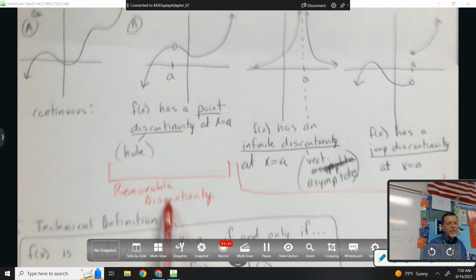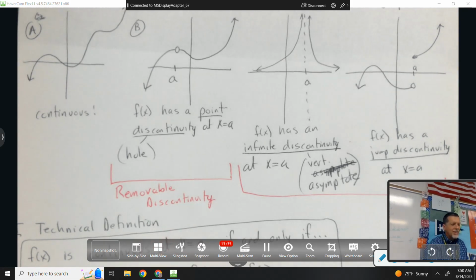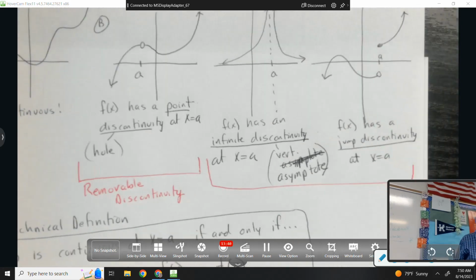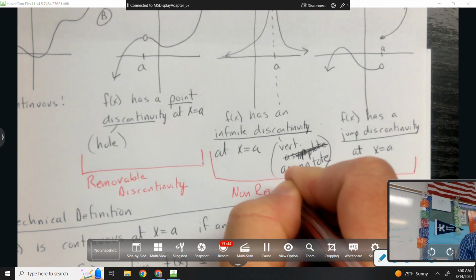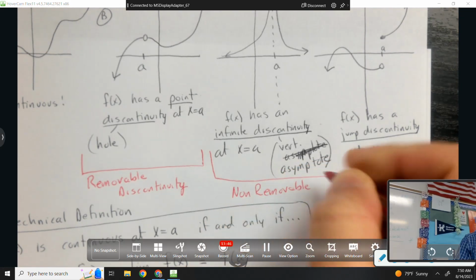So it's almost continuous. I can fix the discontinuity. The other two aren't fixable. So we say those are non-removable discontinuities.